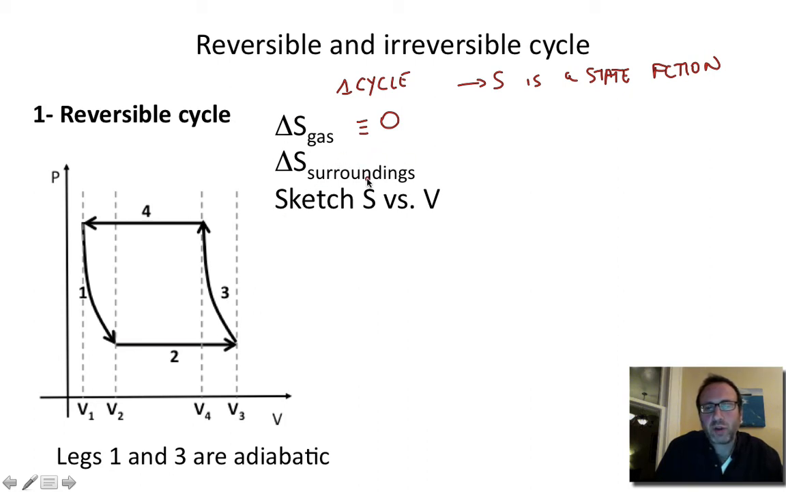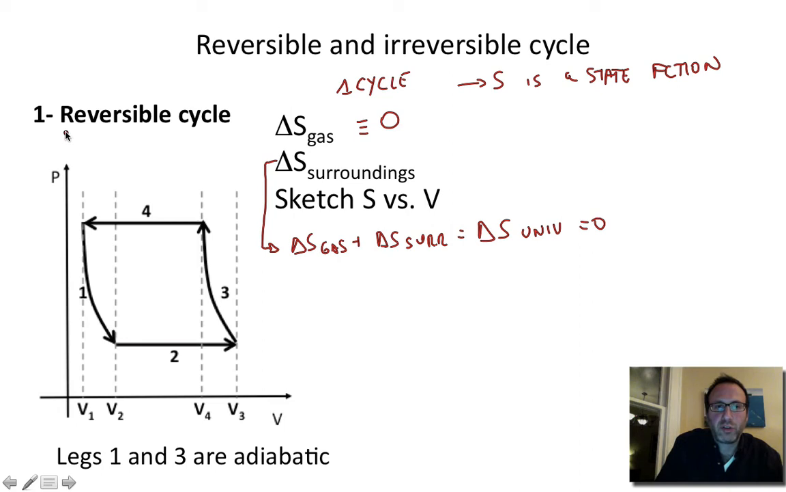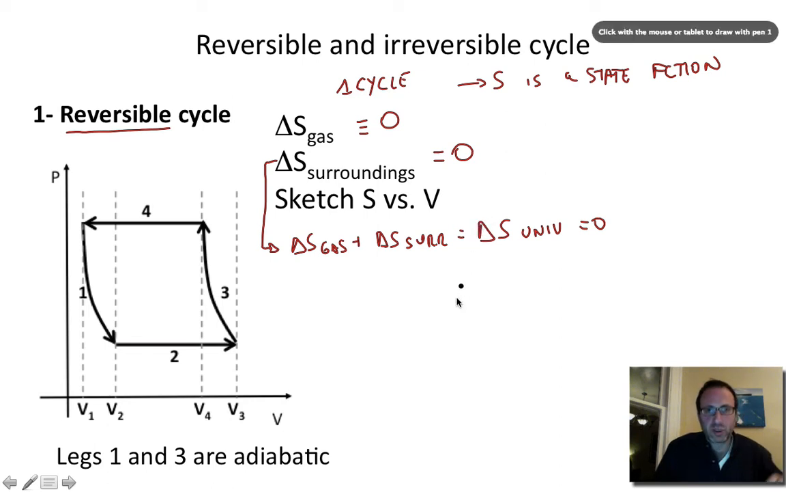Now for the surroundings, you have to think a little bit more. We don't necessarily know whether the surroundings go back to their initial state or not. We don't really have much of a statement about the surroundings. But remember that if the cycle is reversible, delta S gas plus delta S surroundings is equal to delta S universe, and this is equal to 0 because the cycle is reversible. So now we use the hypothesis of reversibility. Because delta S of the gas is 0, delta S of the surroundings has also to be equal to 0. So now we are ready to sketch S versus V.